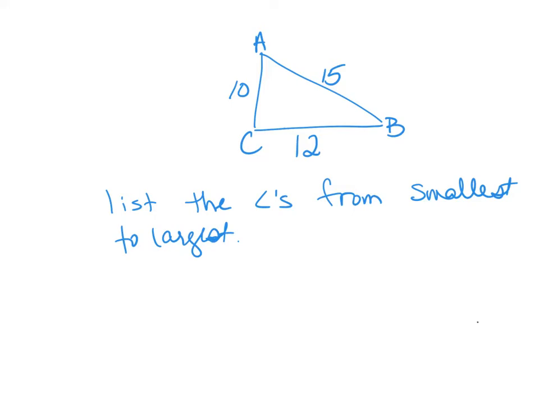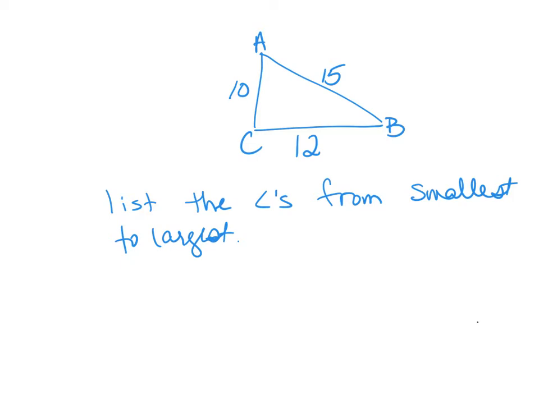When you name an angle in a triangle, you just need to name it with one letter, because there are no complicated angles in this picture. And none of the pictures will have complicated angles. So they want you to list the angles from smallest to largest.